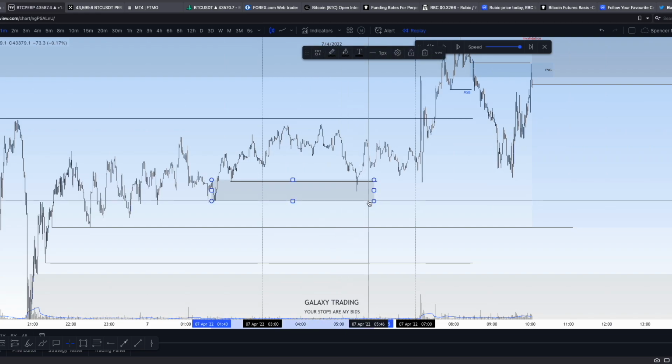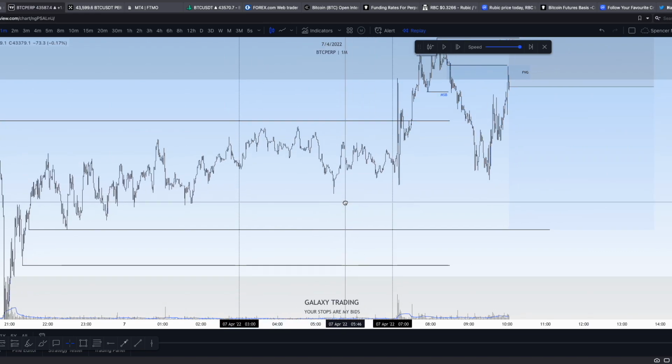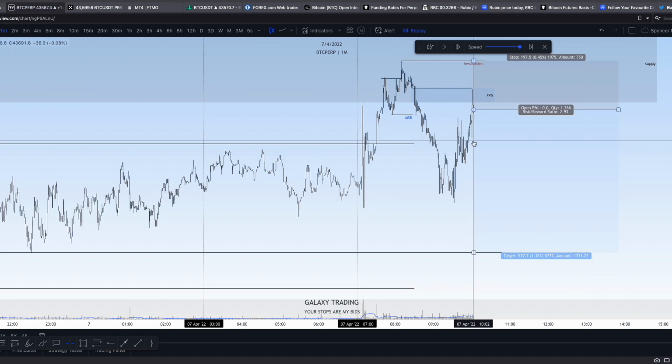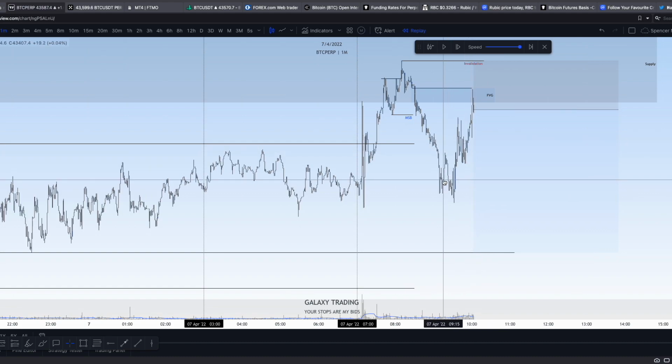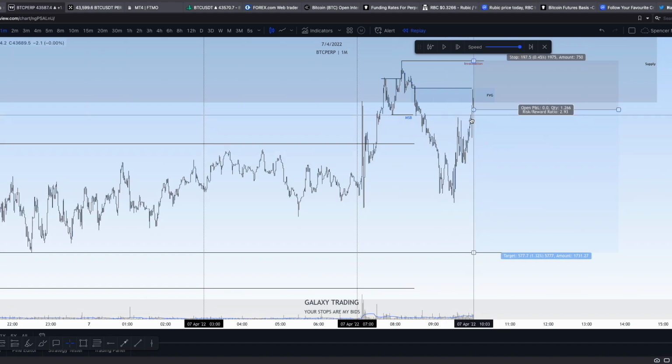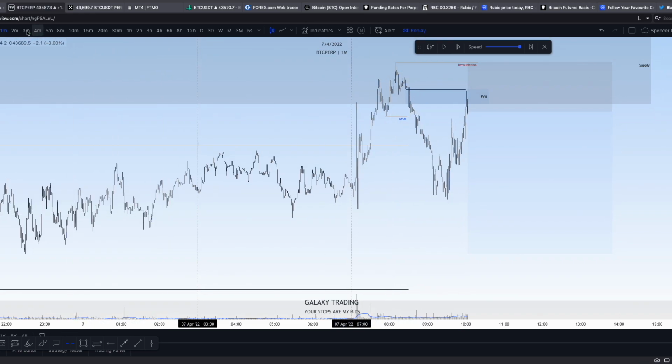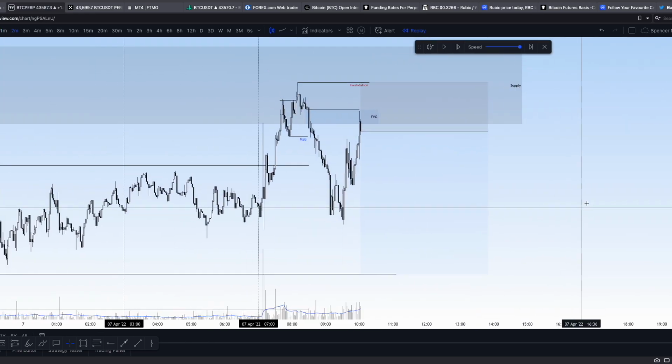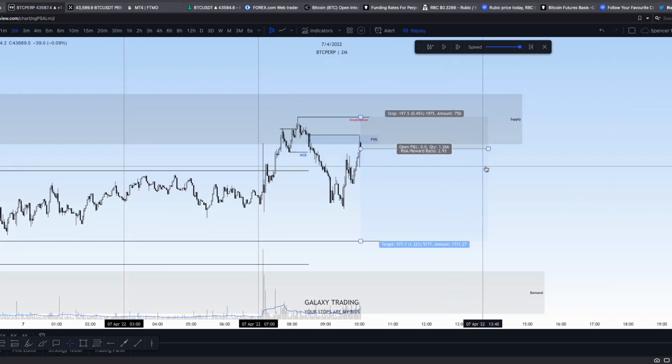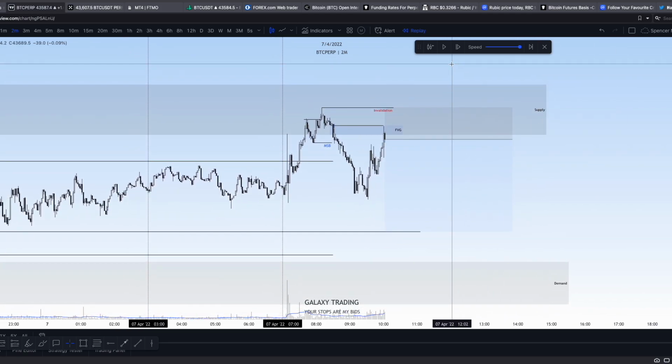We'll get rid of this just so it's out of the way. And to remind, we are in New York session already opened, and now we are in London close kill zone. So I'll zoom back out a little bit. So we'll just leave right there. So for almost a 3R.